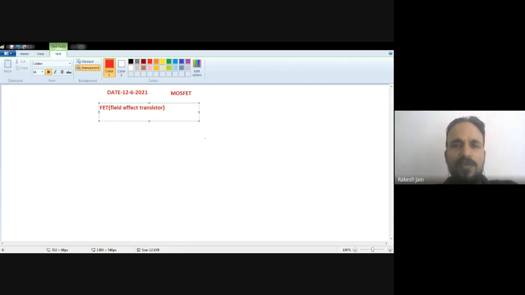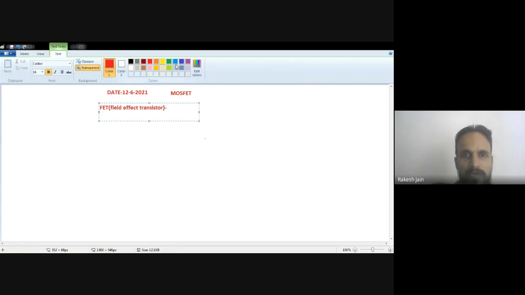In the previous case of BJT, you have already noticed that the change in the output current depends on the change in the input current. But here, the change in the output current depends on the applied input voltage at the input terminal. That's why it is known as field effect transistor. So the output will change as per the change of input voltage.